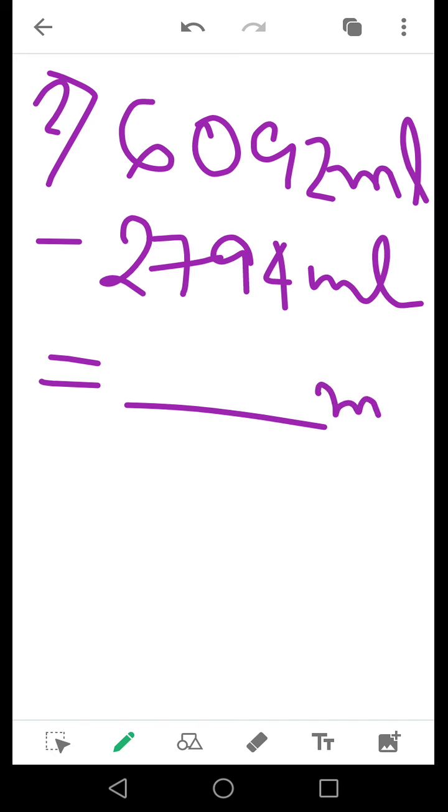6092 ml - 2794 ml = ___ ml. Coming to the third one.